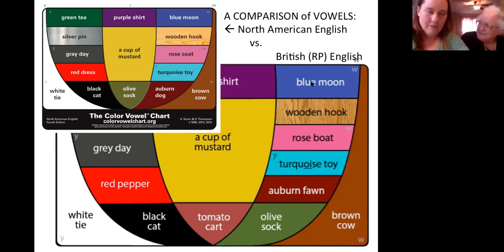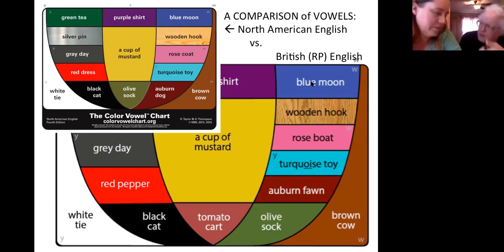Laura, one of our colleagues at the Color Vowel Chart, and I happen to share a great deal. Our intuitions are the same about whatever color a word is, and yet she's from Massachusetts and I'm from California, and so to be aware like that is its own gift for a language teacher.